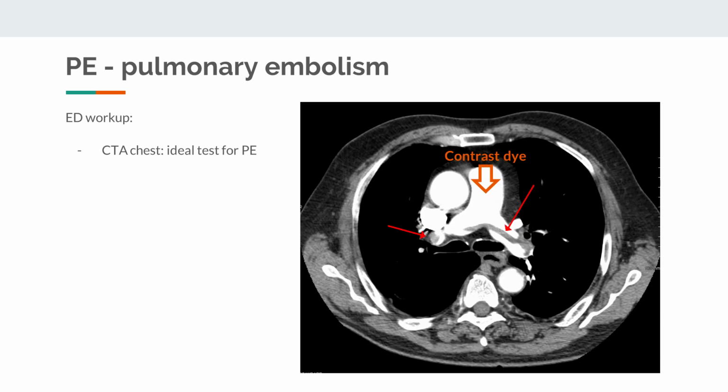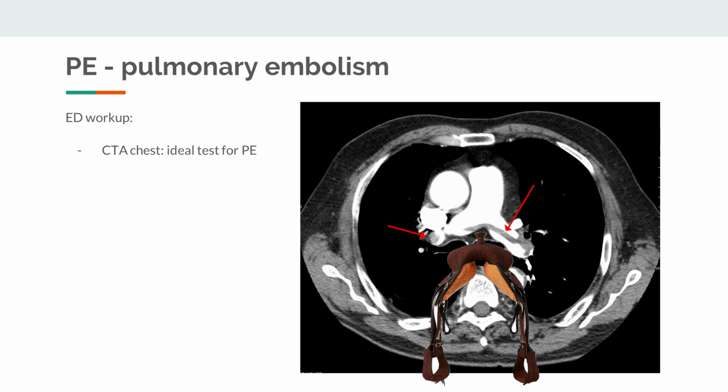So here we have a CT scan where the contrast dye shows up as being white, and we can see the pulmonary artery branching off to the right and the left. The gray thing pointed out by the red arrows is a pulmonary embolism. This particular example is of a saddle embolism since it's affecting both the right and the left pulmonary arteries, kind of like a horse's saddle.